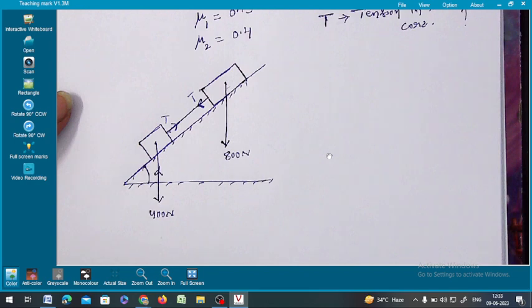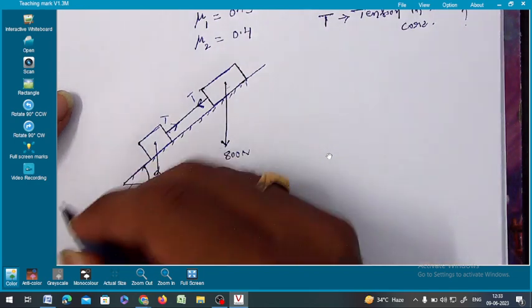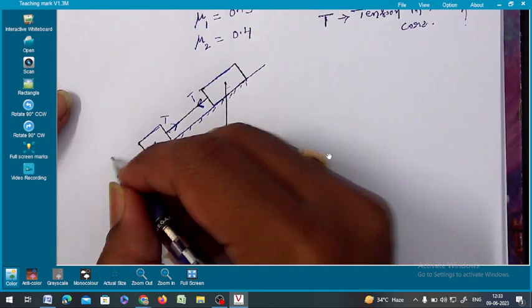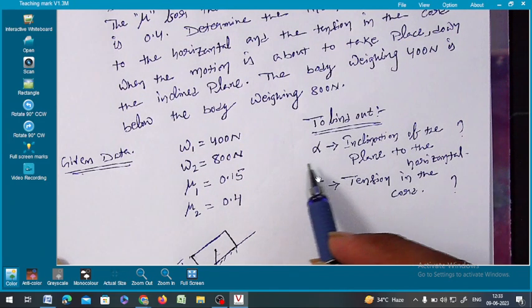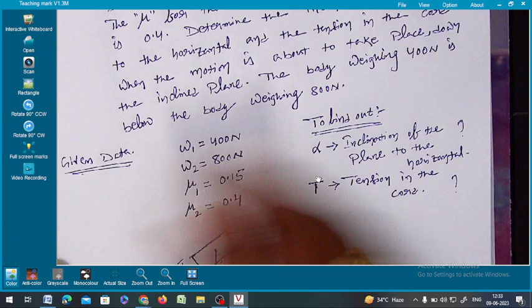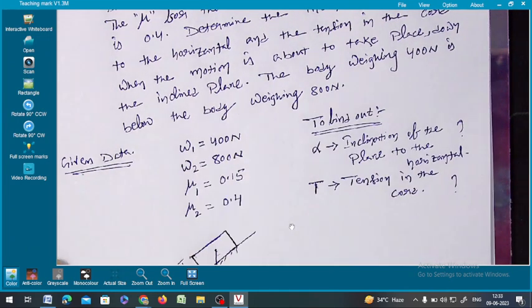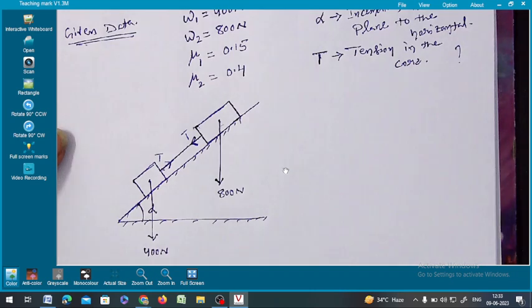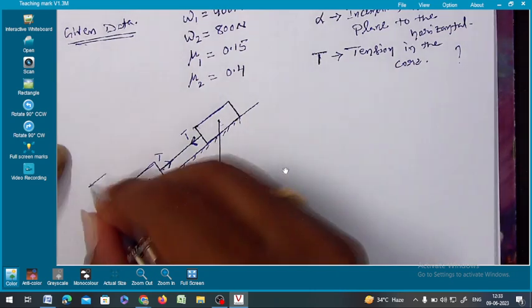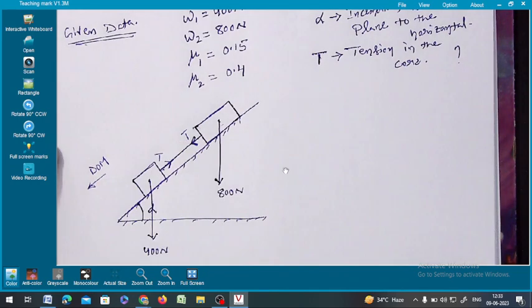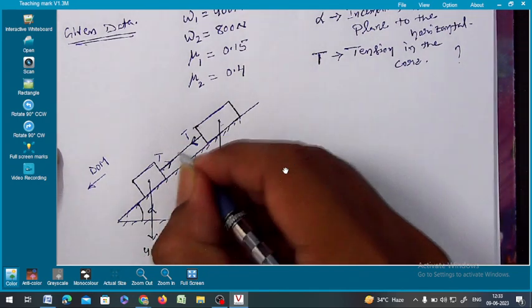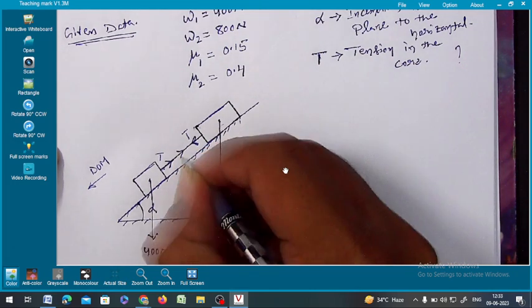No, sir. Next. Now the body is moving down the inclined plane or not? That is also given in the question. When the motion is about to take place down the inclined plane, what is the direction of motion? Down the plane. Clear? So frictional force will be in the opposite direction or not? Yes.